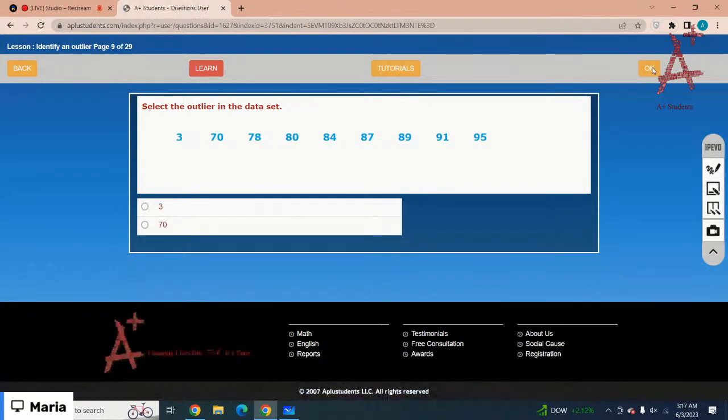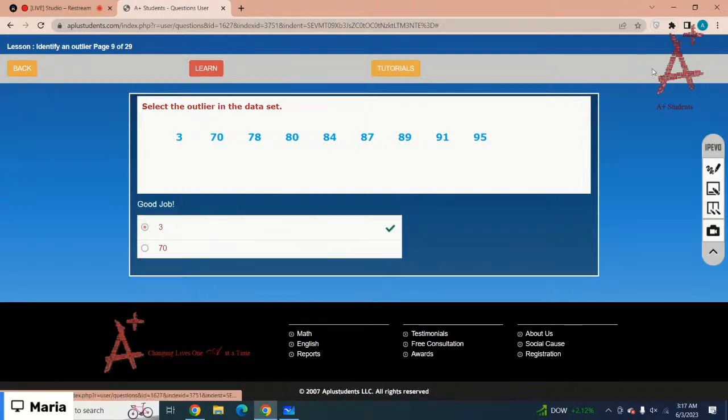Okay, select the outlier in the data set. So which is the correct option? Yes, 3 is the outlier. 3 is the smaller number.